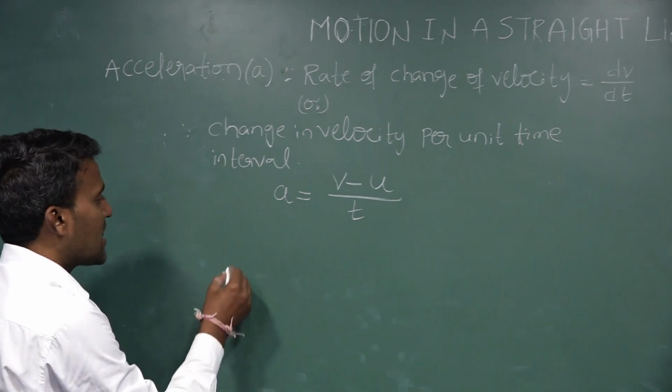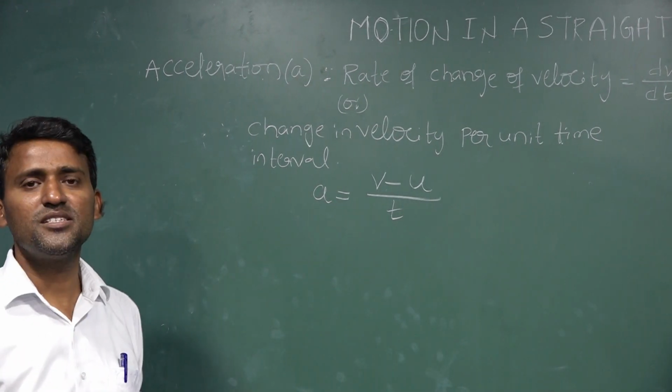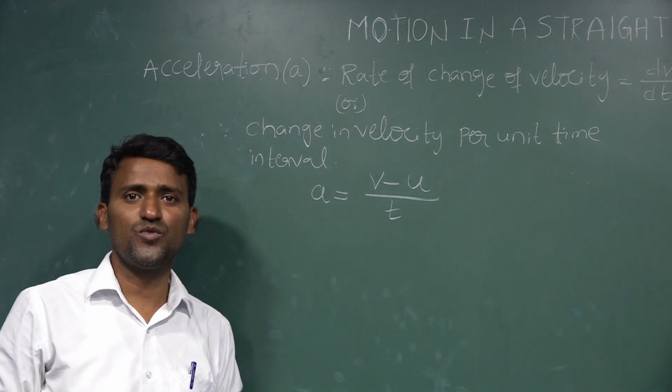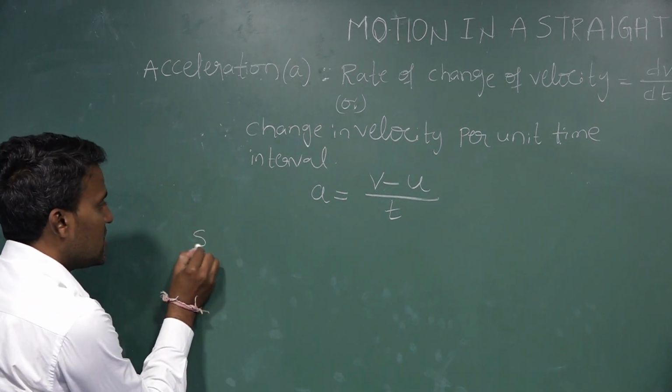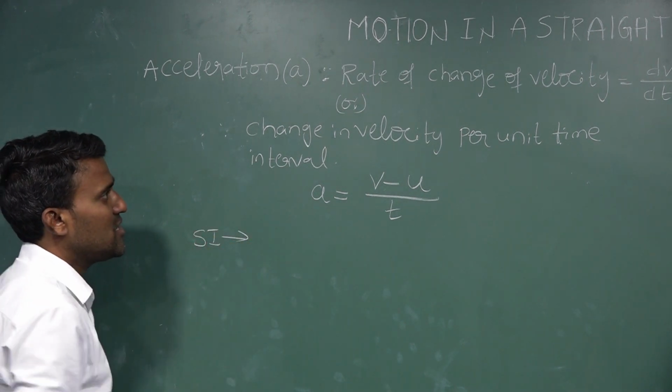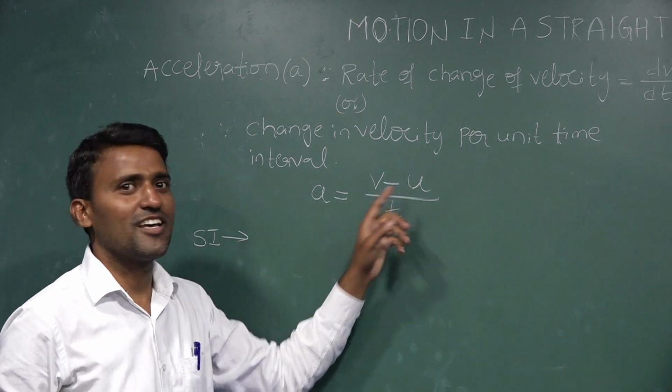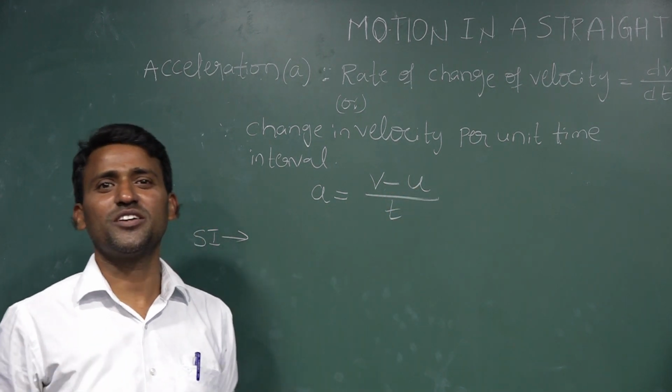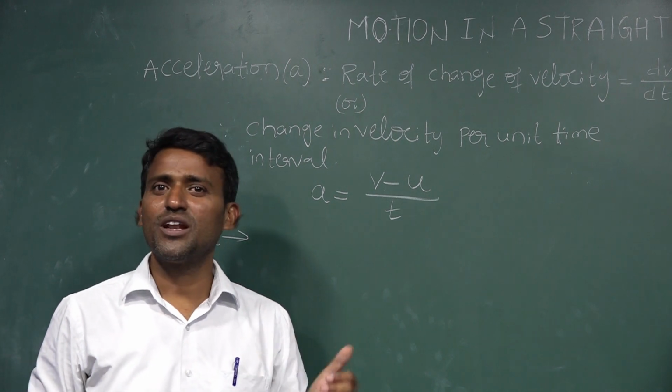And in this, what are the acceleration units? SI units, CGS units, and what is the dimensional formula? Now I am writing SI units first. In SI units, the change in velocity, the resultant, is nothing but a velocity only.